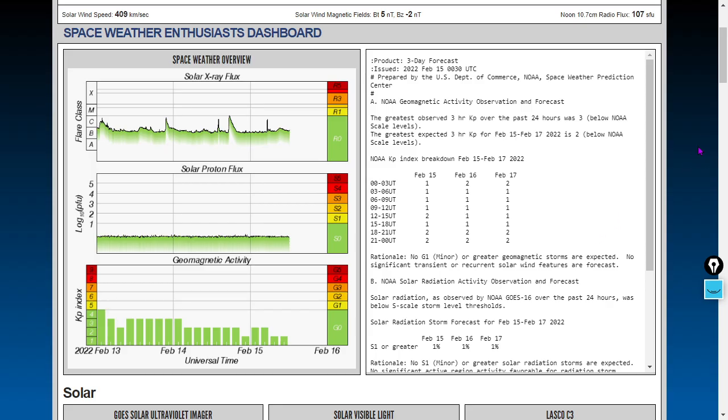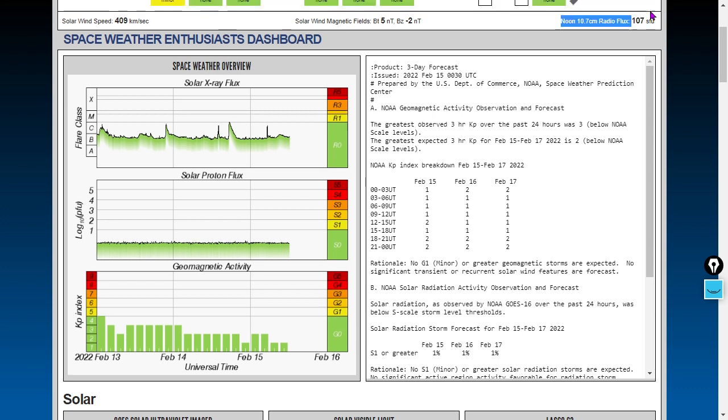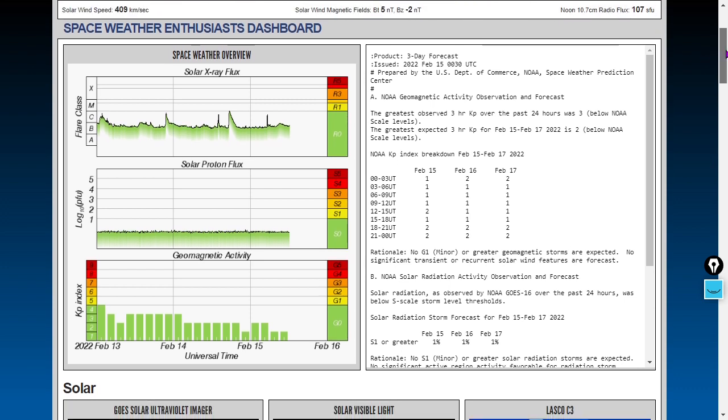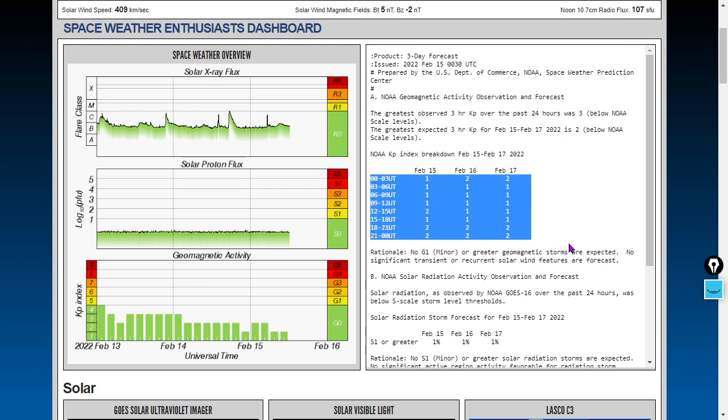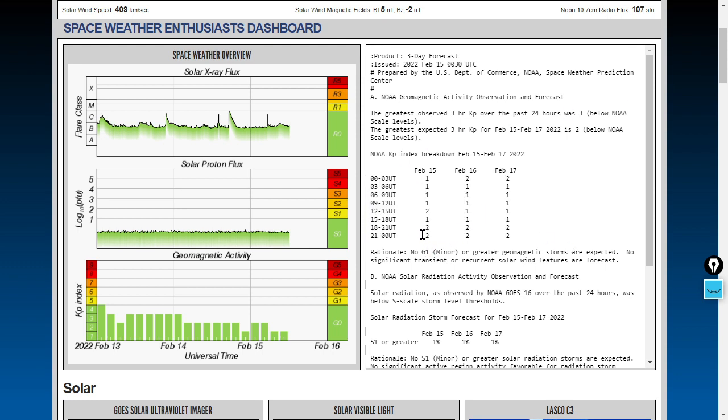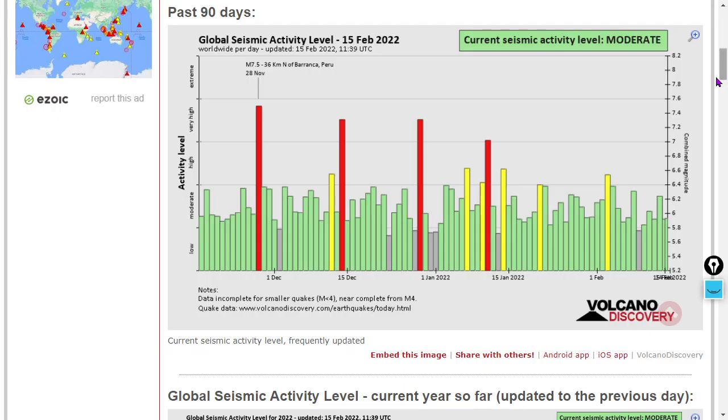And here we are on the Space Weather Enthusiast dashboard. Radio flux is now at 107. So the 10.7 is at 107. No space weather storms or anything forecasted by NOAA. I say late in the day today through early tomorrow, we can expect to see a coronal mass ejection strike. I don't know how that wasn't modeled, but it obviously wasn't.